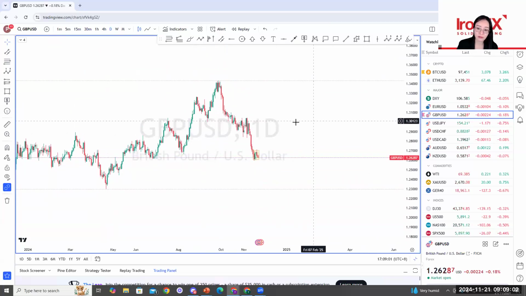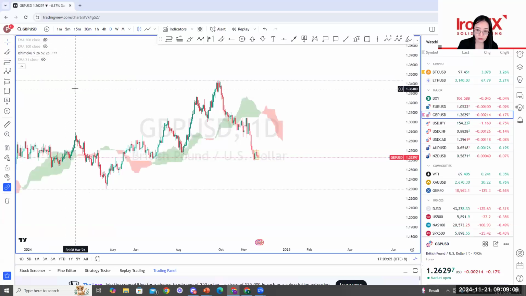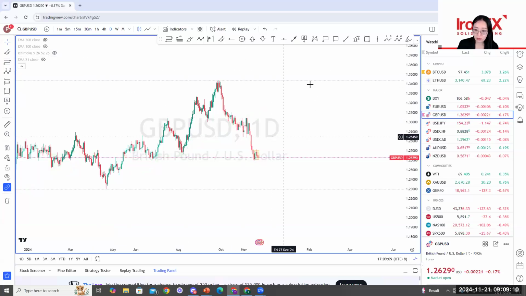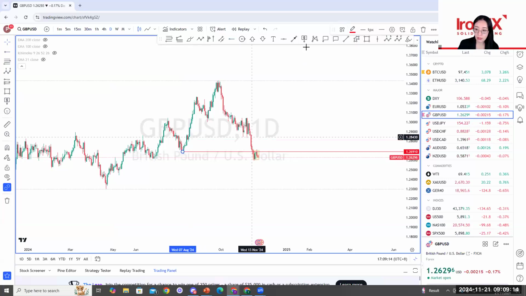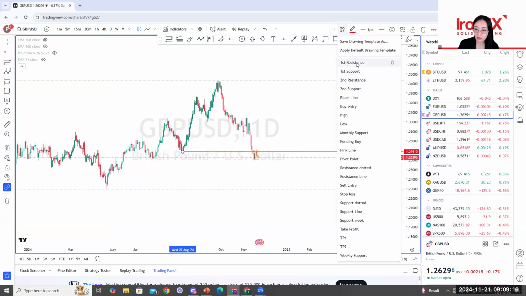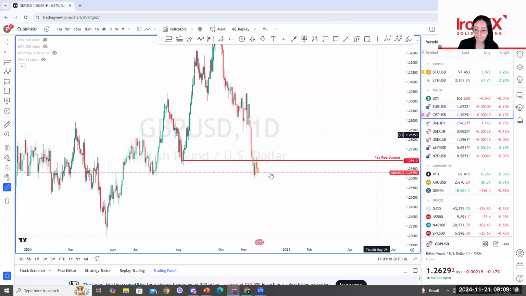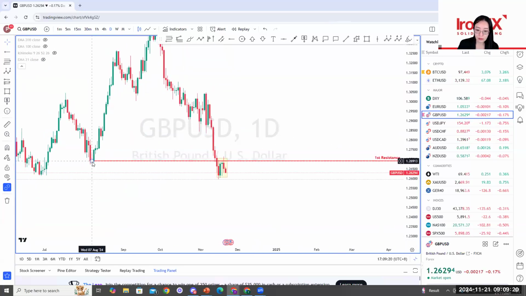Based on the higher time frame, it's changing momentum already, right? From bearish to bullish. We use Ichimoku cloud. Price is below Ichimoku cloud as well. So what you could see here, this is your resistance, right? You can see that. This is your resistance level. That's why price is still falling. So I think price is falling.